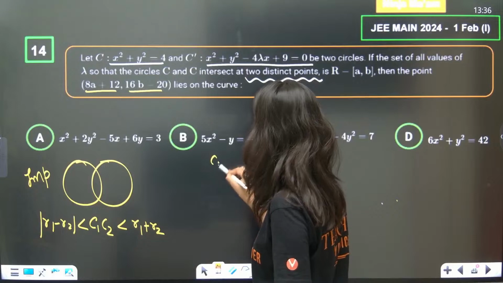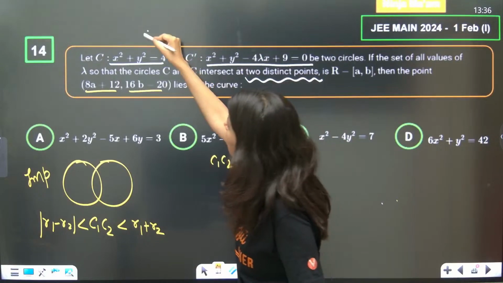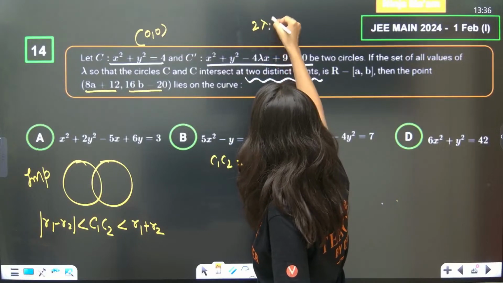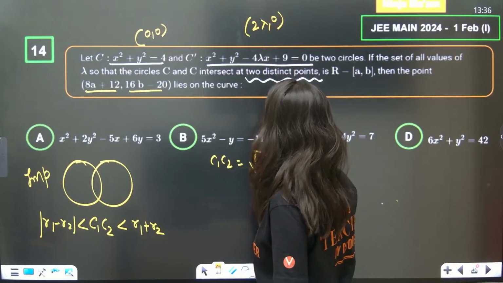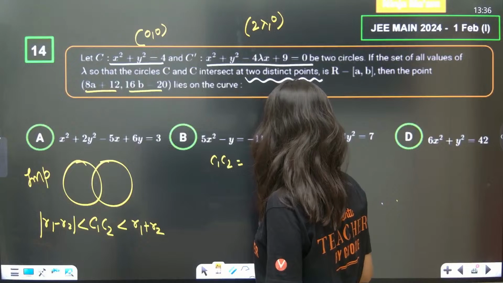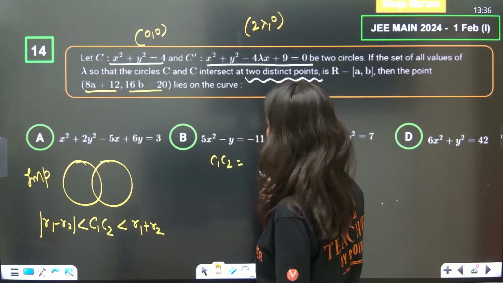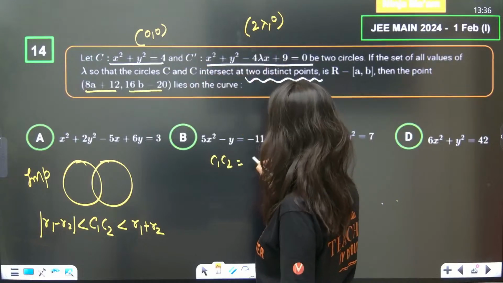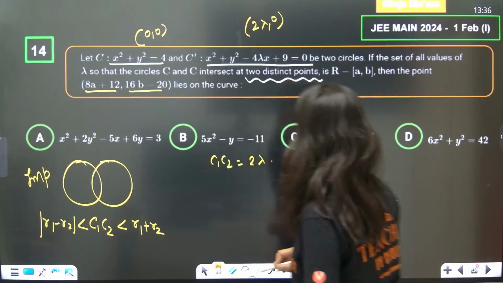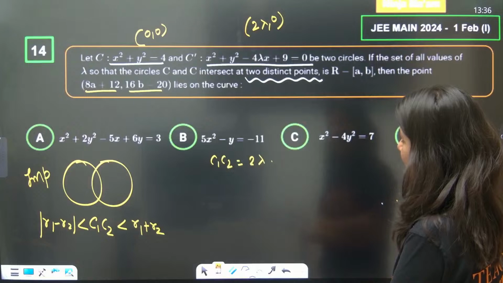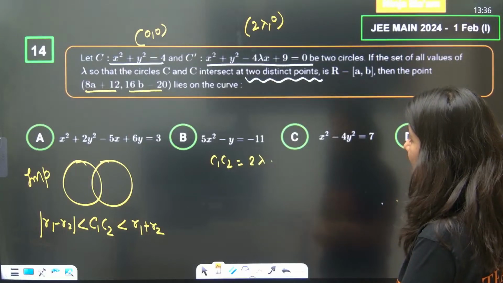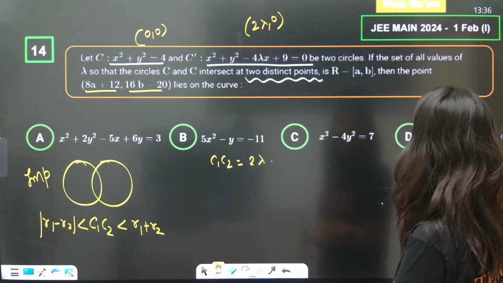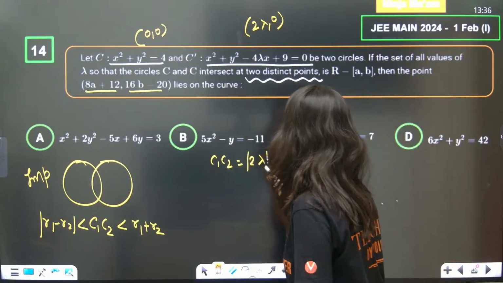Let's just calculate it now. C1C2 will be what? Center of this circle is (0, 0). Center of the other circle is (2 lambda, 0). Okay, C1C2 is what? Just 2 lambda. Correct? Distance between this is 2 lambda only. If the set of all values of lambda so that the circles intersect at two distinct points is R minus [A, B]. So this is mod 2 lambda, let's see.